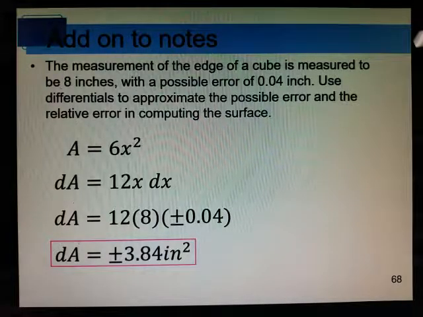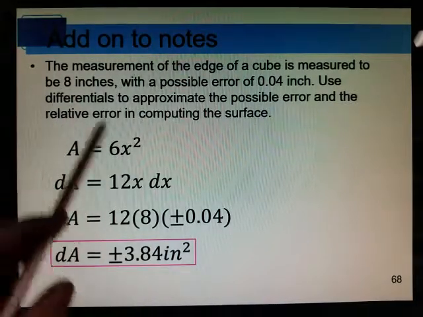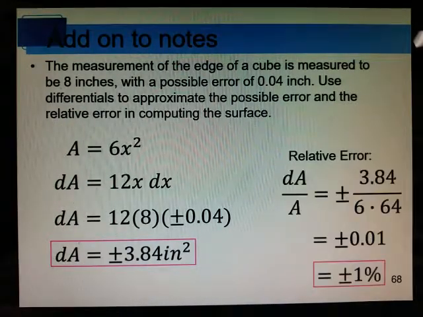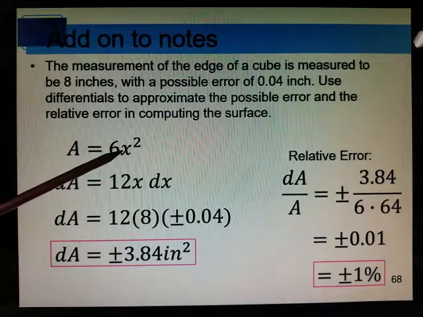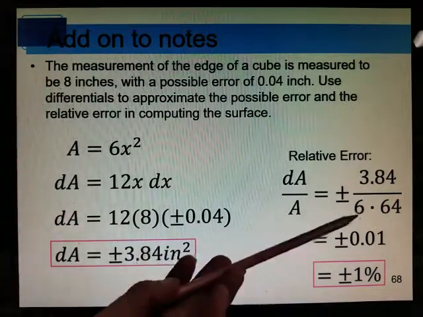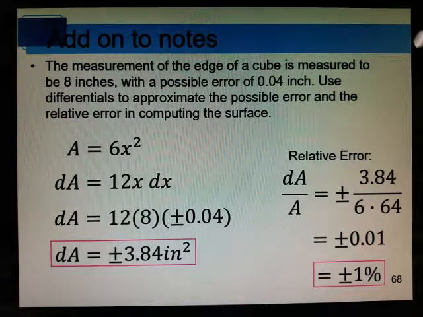So relative to what? It's off by 3 and 84/100ths of a square inch, but that means relative to what? So again, you would divide that by the original area by plugging in the 8 inches here. So the relative error would be this number, the differential, divided by the actual area, 6 times 8 squared, that's 6 times 64. And so it's actually only off by 1%. So it's really pretty small. This is pretty accurate then.